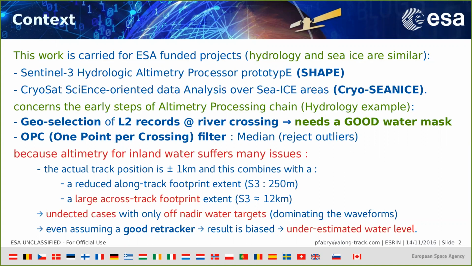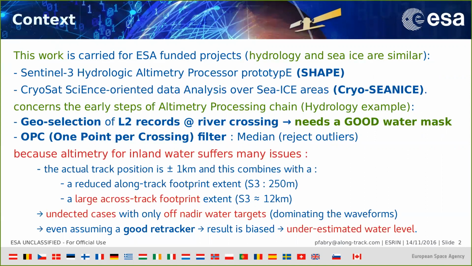Processing altimetry data at the virtual station was relatively simple. It was just a question of identifying from a static water mask the range of latitudes to be considered for each pass of the satellite, and then exploiting the series of records over water. In particular, one of the steps is to use a 1 point per crossing filter, which is the median filter among all of the records above water.